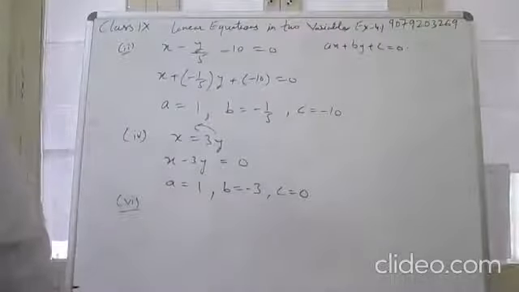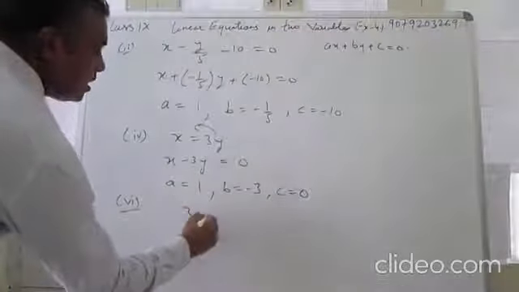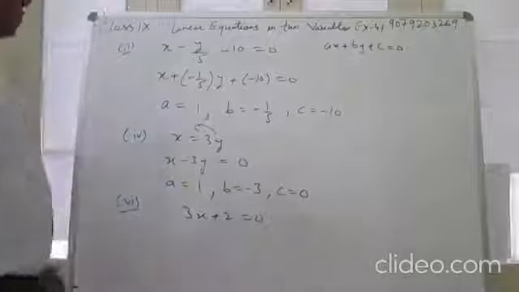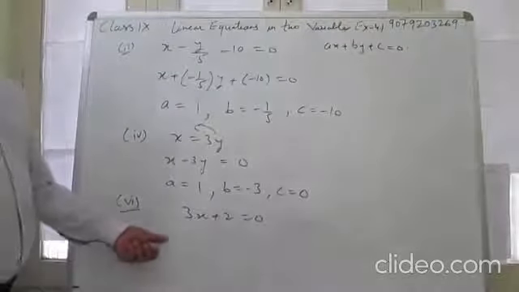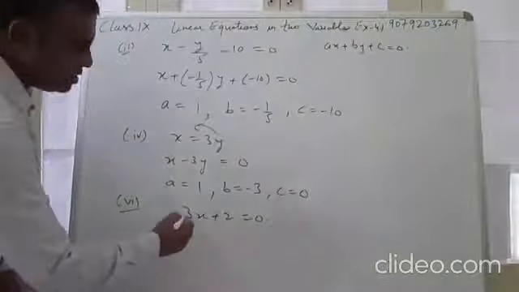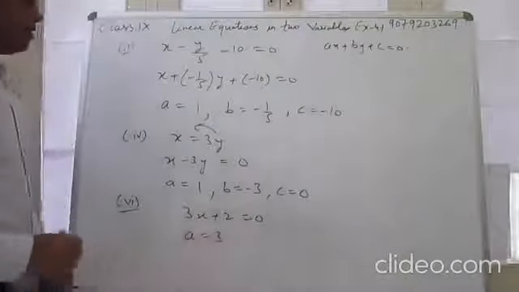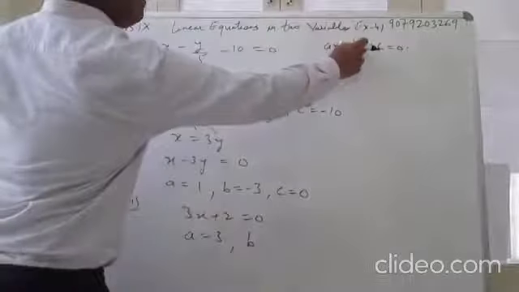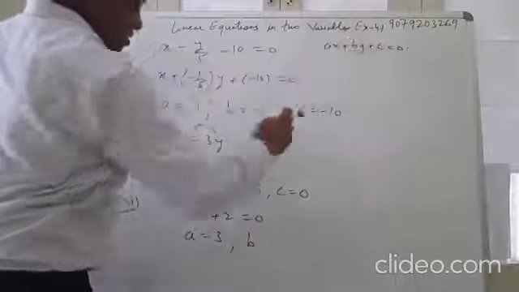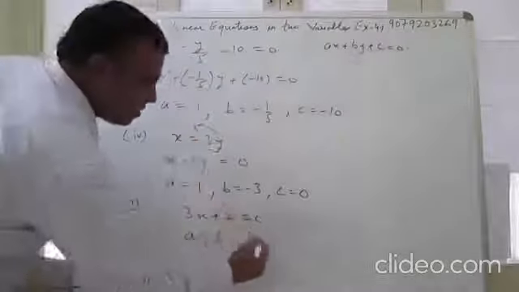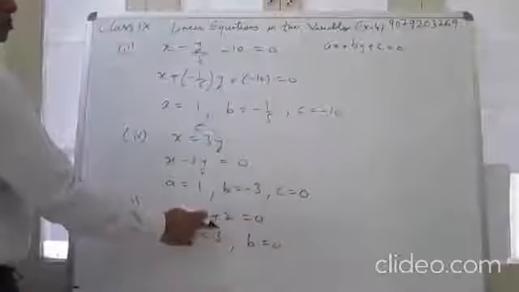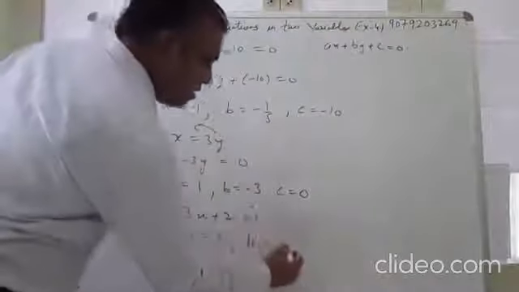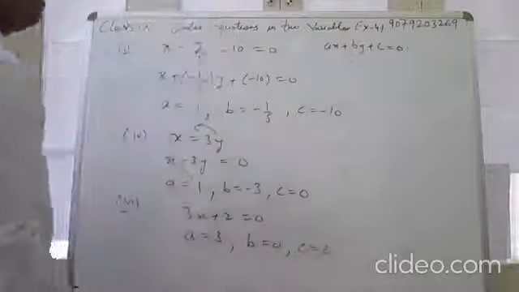Now I take another part, the sixth part: 3x plus 2 is equal to 0. Here you can see the coefficient of x is 3, it is called a. What is the coefficient of y, b? Here y is not there, so b is 0. Now what is the constant term c? 2.